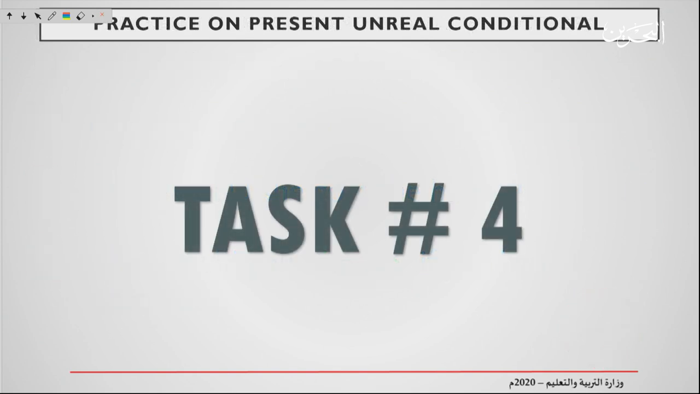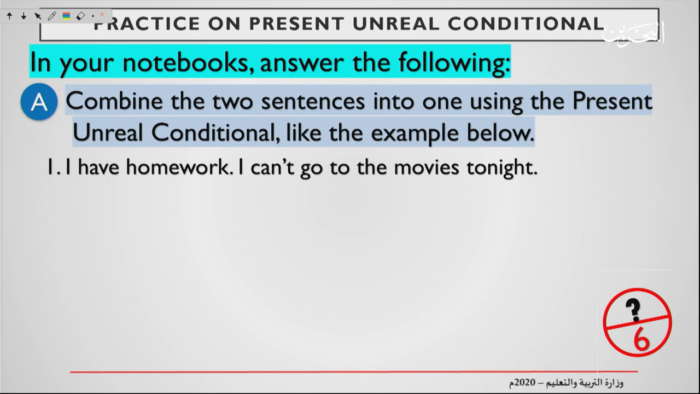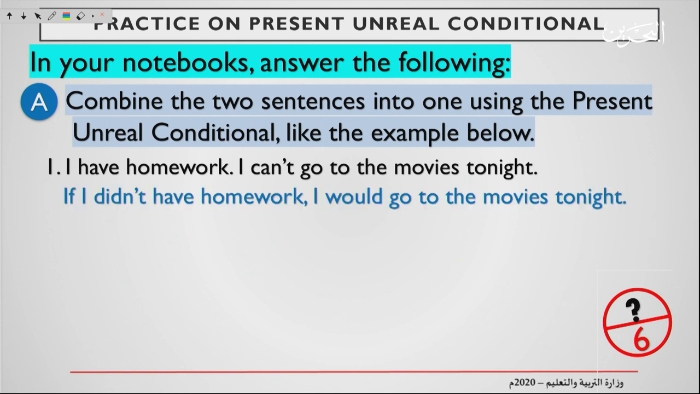Now, let's go to task number four. Practice on present and real conditional. In your notebooks, answer the following. A, combine two sentences into one using the present and real conditional like the example below. And you have a mark of 6 for this one. The question, I have homework. This is the first sentence. You have to combine it with, I can't go to the movies tonight. You have to join both and use the present and real conditional. So the example, the model answer for this is this. If I didn't have homework, I would go to the movies tonight.